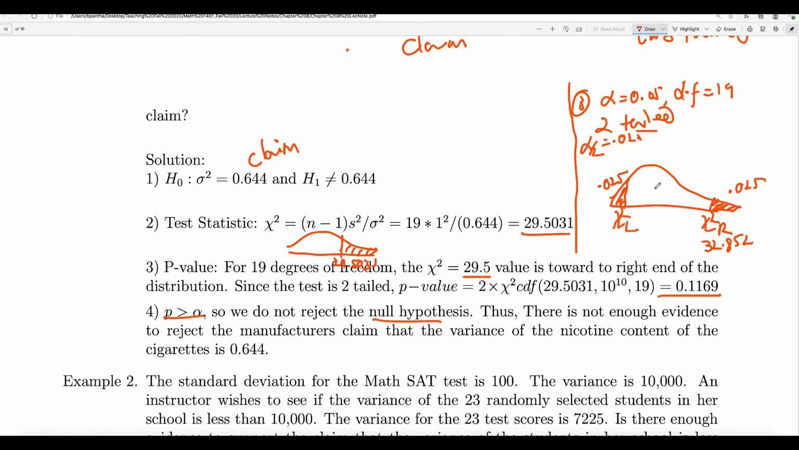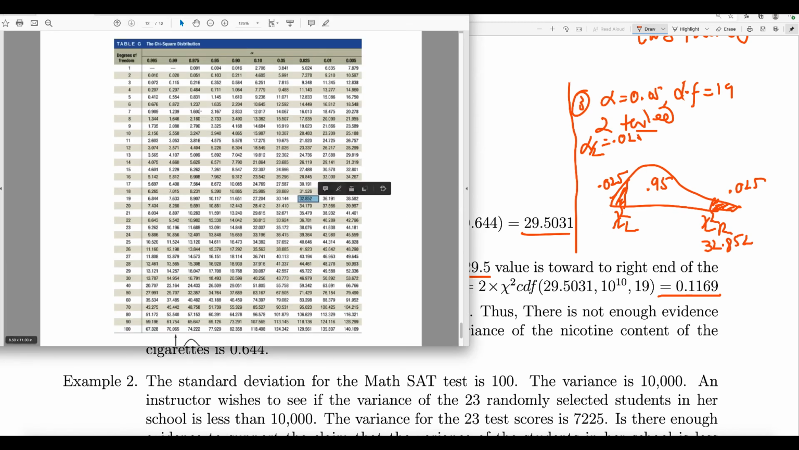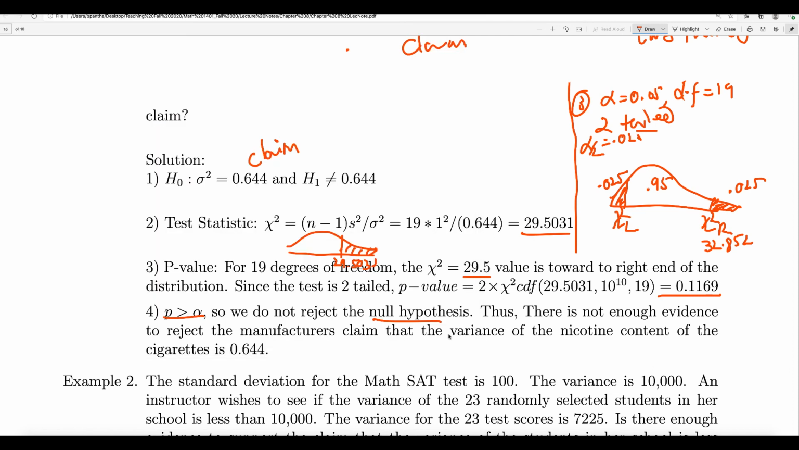The middle one is 0.95, right? And this is 2.5. So the total right area from chi-square left is 97.5. So let's go to here and do the 97.5. That is 0.975 and 19 degrees of freedom. That is 8.907. I'm using the critical value method to do this because I did the other one with the p-value method.